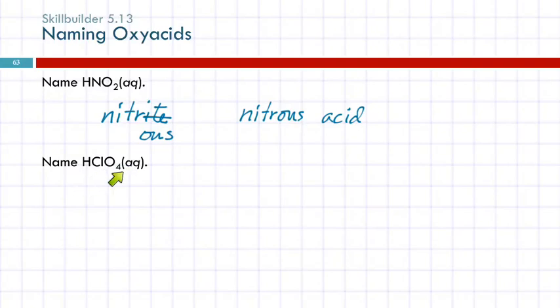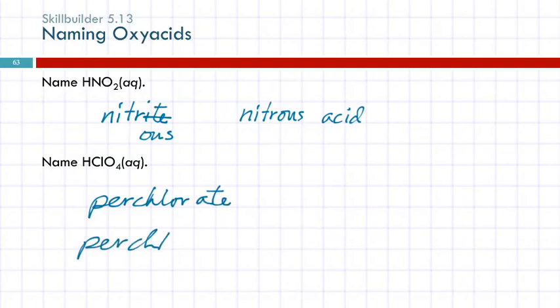Well, HClO4. Cover up the H. What's that? Chloride. Chlorate's a good guess. This has an extra oxygen. Perchlorate. So this is a perchlorate ion in there. So we change ate to what? Ic. Another one is the white mouse ate icky cheese. Perchloric acid.